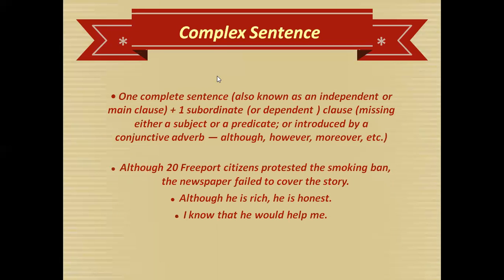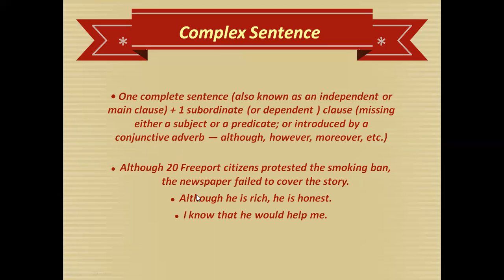So what's a complex sentence? One complete sentence, also known as an independent or main clause, plus one subordinate or dependent clause, missing either a subject or a predicate, or introduced by a conjunctive adverb, that is although, however, moreover, etc. So here a complex sentence, also known as an independent or main clause, has one main clause plus one subordinate clause. So what is the subordinate clause? It always depends on the main clause to give a complete meaning.